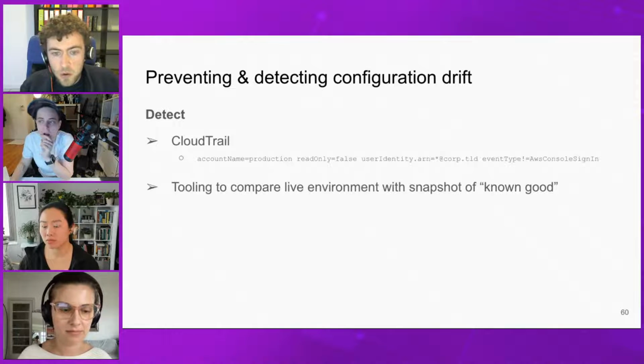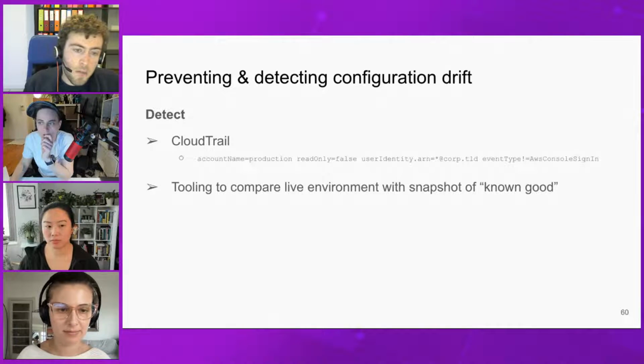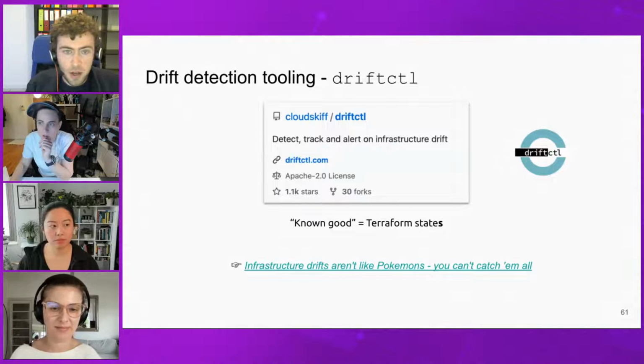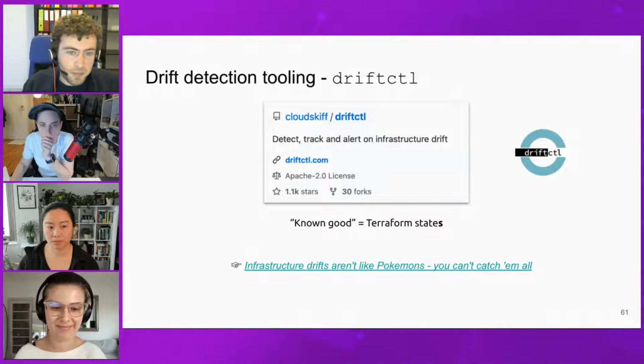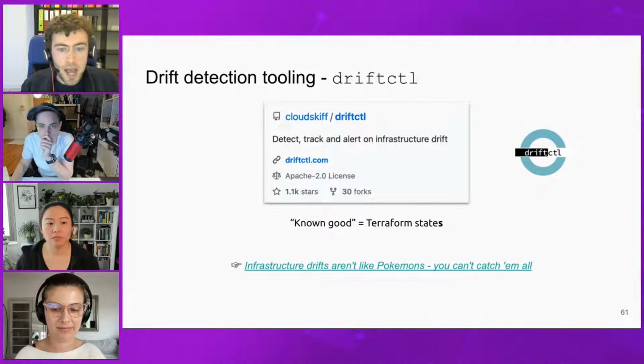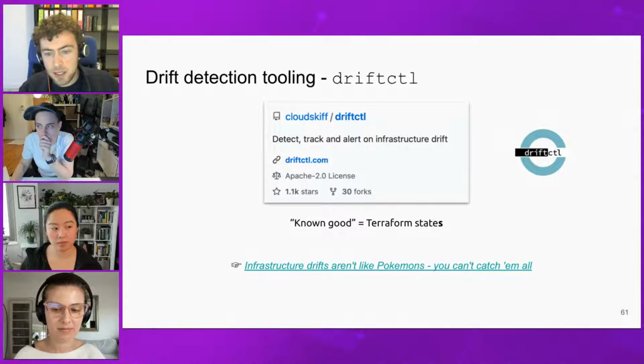With what we know or what we expect is a snapshot of known good. And for that, we have a nice tool, driftctl, and we'll have one of the maintainers on the show very soon. The way driftctl works is that it considers that the Terraform states are going to be your known good, and it's going to match your Terraform states against what you have running inside AWS, and it's going to give you three main things.